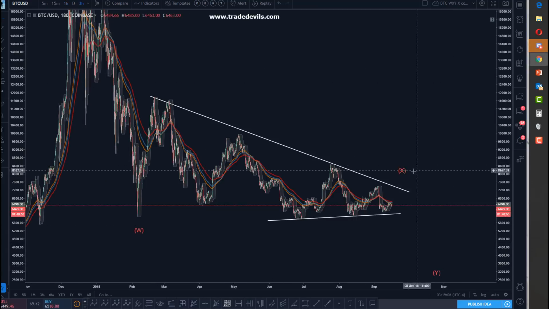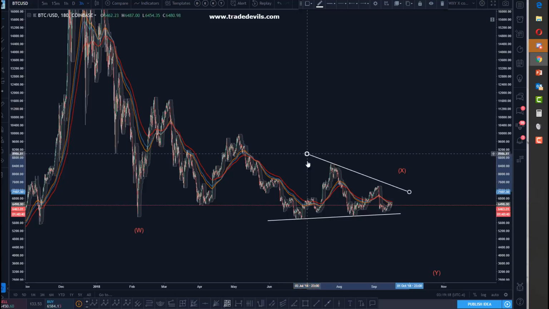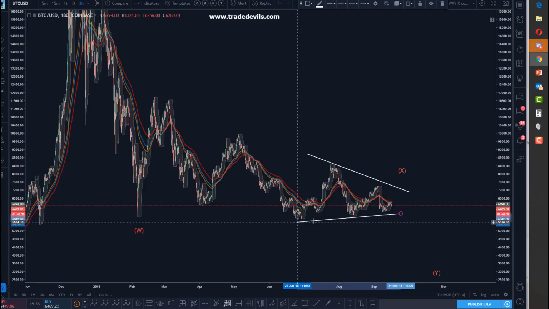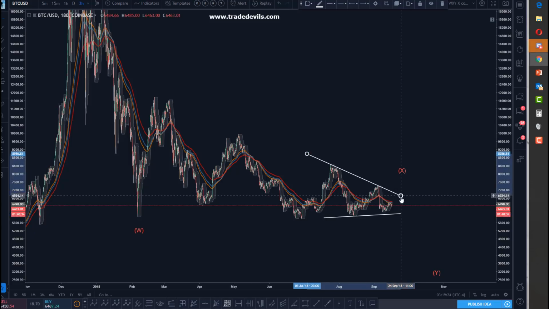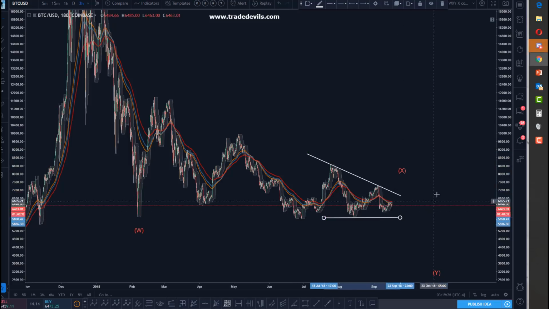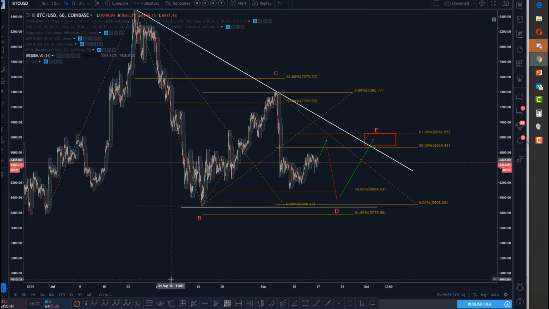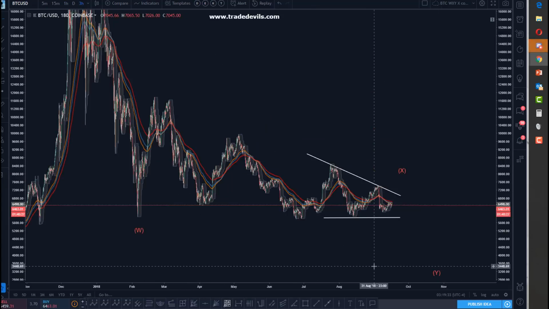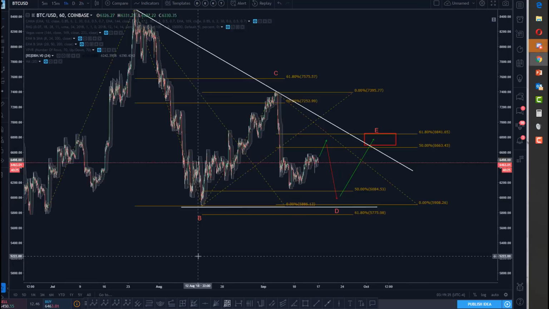W, X, that's an X, Y. Probably is a double zigzag, or A, B, that's a WXY, C. Like this. Now I put it on this chart instead of this busy one because I want to do some measurements on this. Actually, you know what? I'll just do them here.